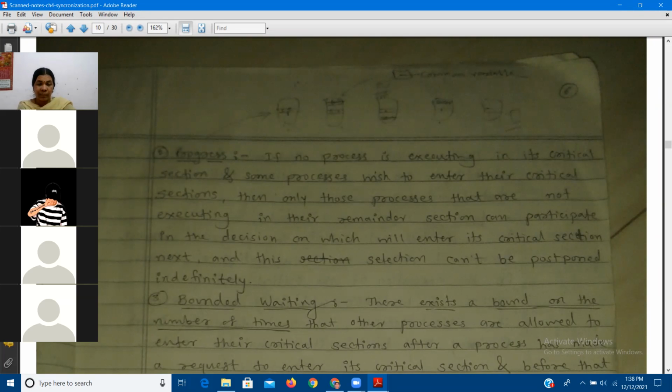Only 2 are there. So the other 3 are again outside the entry section, they have not yet entered the entry section. So these two should participate in that decision.